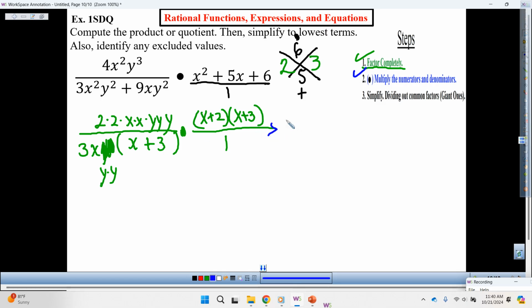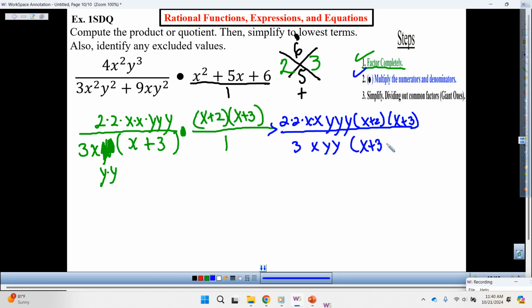So we have 2 times 2 times x times y, and then we have x plus 2, x plus 3, and all that over, we got 3xy, and then we have x plus 3. Do we need to write the 1? No, right? No, Mr. Q. All right. Step 2, done. Step 3, simplify.